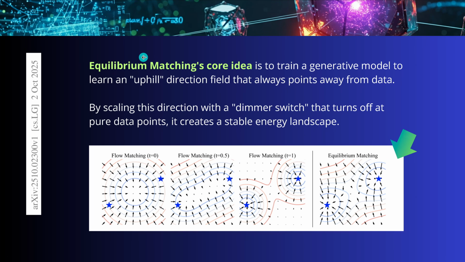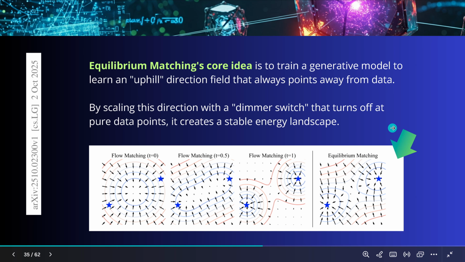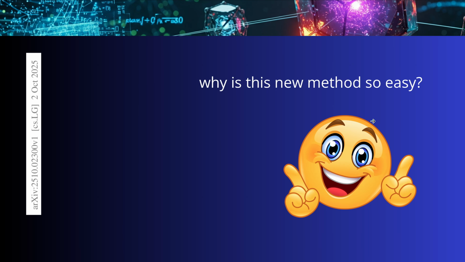Okay. Again. The main idea, what is it? Equilibrium matching's core idea is to train a generative model to learn an uphill direction field that always points away from the valley, the downhill data. And by scaling this direction with a dimmer switch that turns off at pure data points, here down in the valley, it creates a stable energy landscape. It builds us here this beautiful energy landscape.